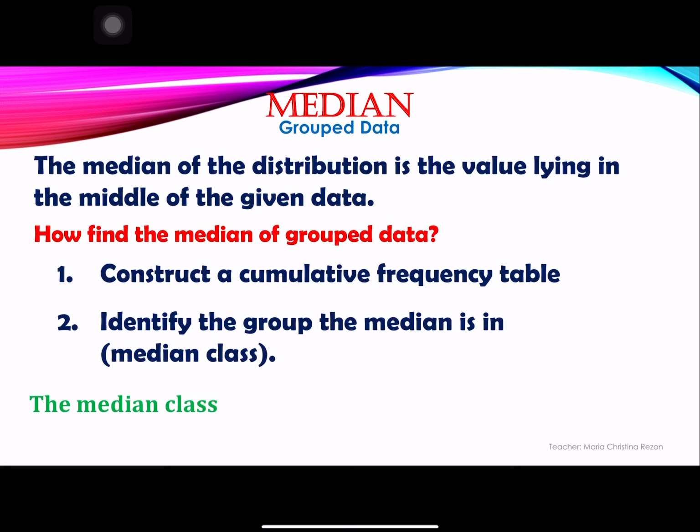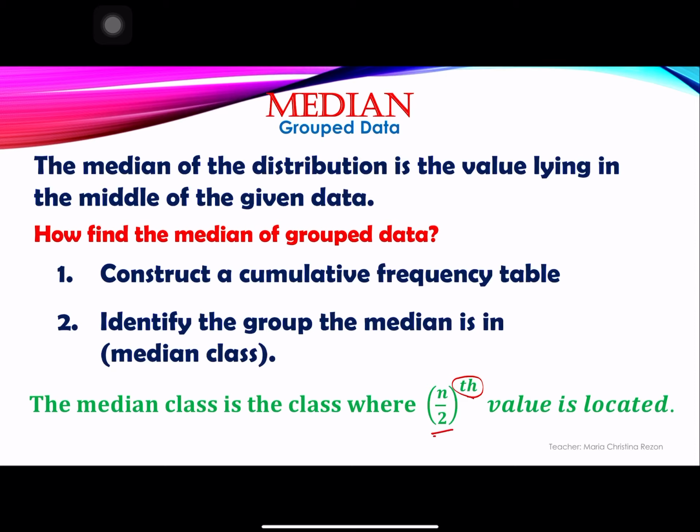You have to have n over 2. The th here represents the number of observation, in other words, the value of the median where it is located. Every time we find the median class, we have to use this.